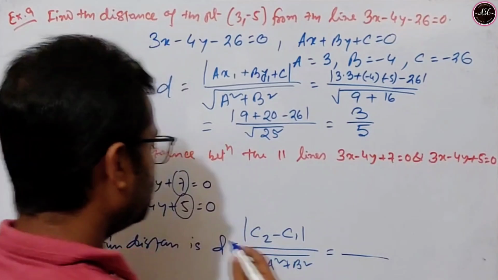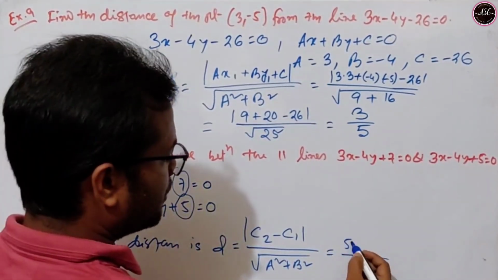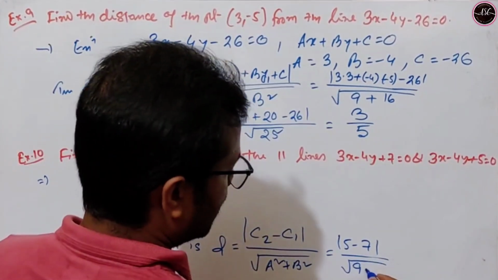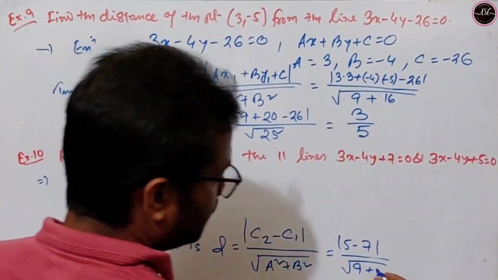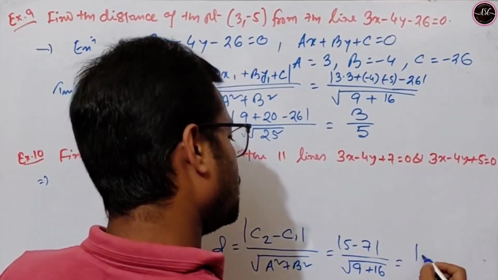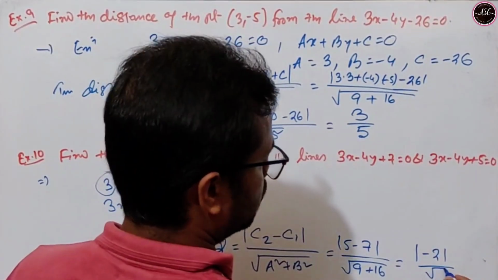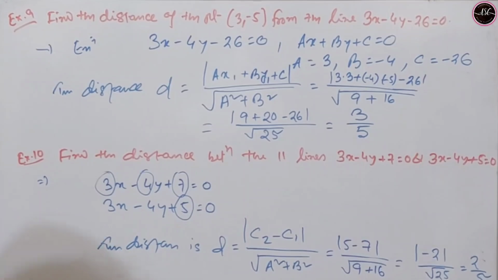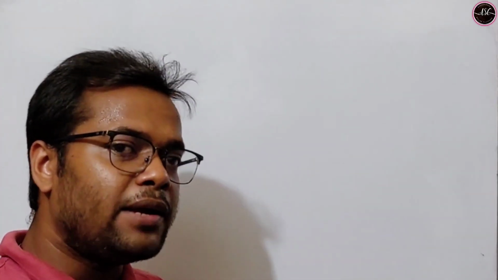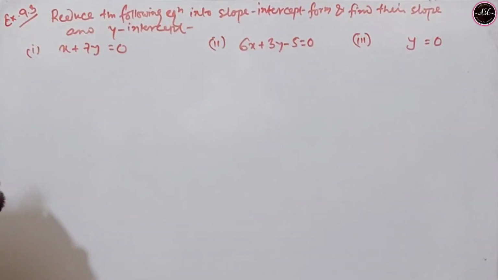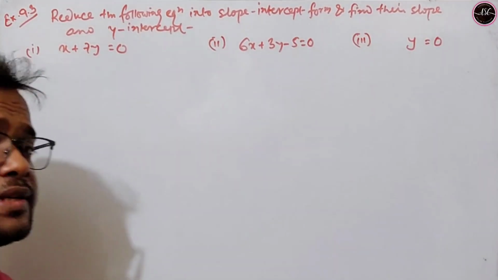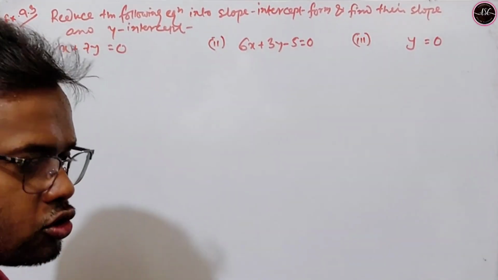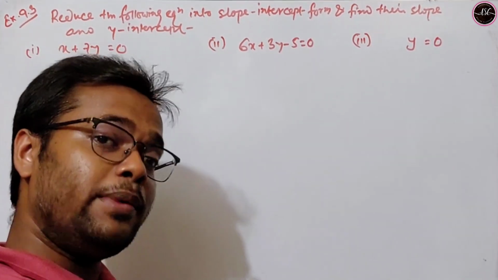So just put the values here. C2 equal to 5 minus 7 within mod, root over A equal to 3, that means 9, plus B equal to minus 4, that means 16. So that will be mod of minus 2 divided by root of 25, that means 2 by 5. Okay, clear? Now we will do the exercise 9.3 of your NCERT textbook. Reduce the following equation into slope intercept form, and find their slope and y intercept. Slope intercept form means y is equal to mx plus c, that form.